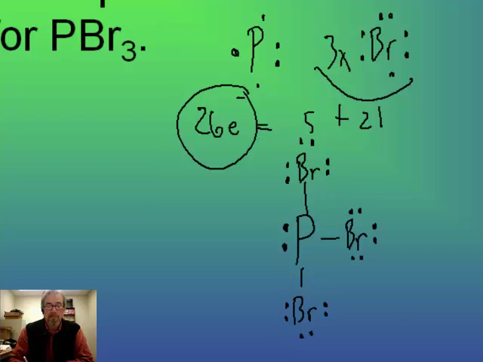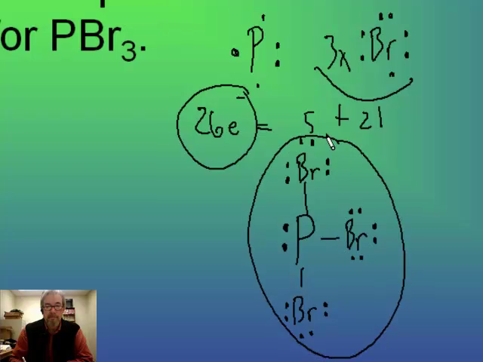Now I'll count up my electrons. 6 on this bromine, 6 on this bromine, 6 on this bromine. That's a total of 18. This lone pair makes 20, 22 for this bond, 24 for this bond, 26 including this bond. There's my structure.